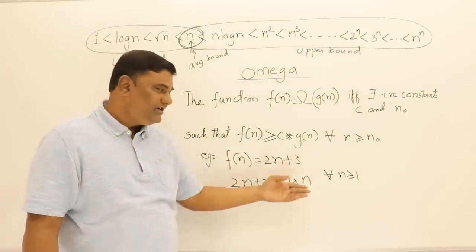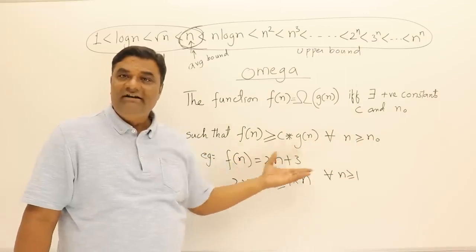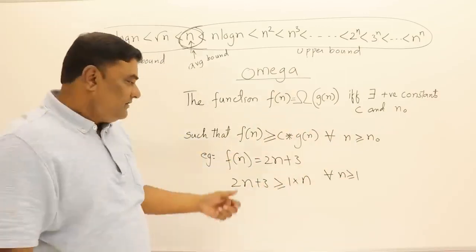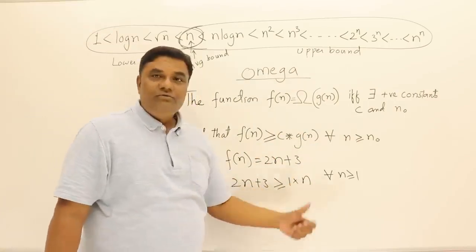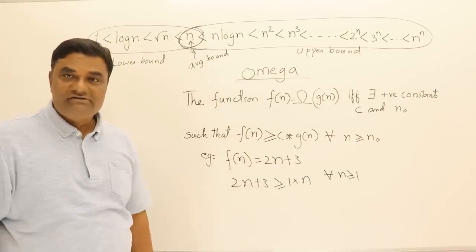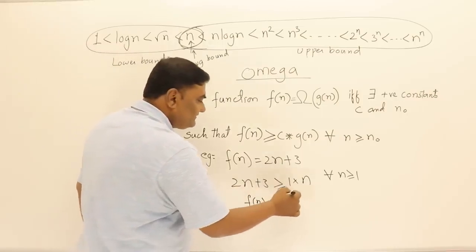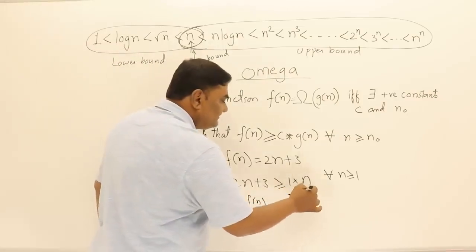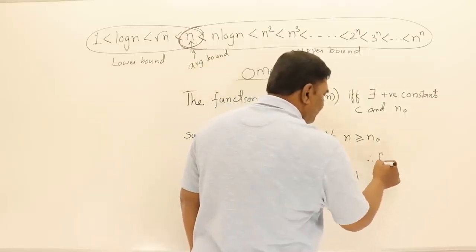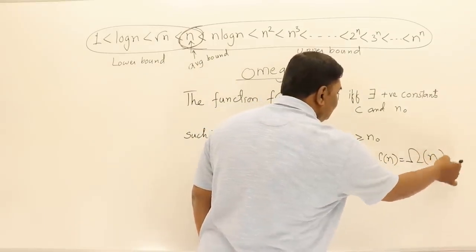Even maybe 0, it is starting from 0 also. So that is not much important. Anyway, you can find out from which value it is starting. You can write on that one. So 2n plus 3 is greater than or equal to 1n for all n starting from 0 onwards or 1 onwards. So this is f of n, this is c, and this is g of n. So therefore I can say f of n is omega of n.